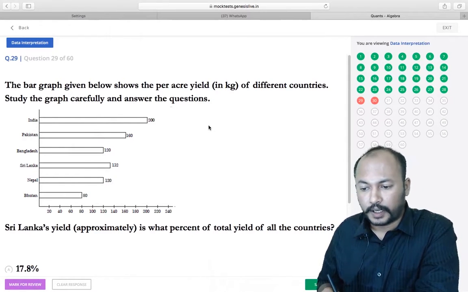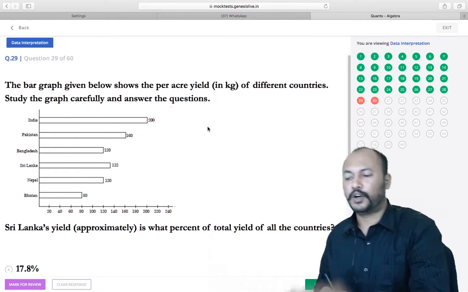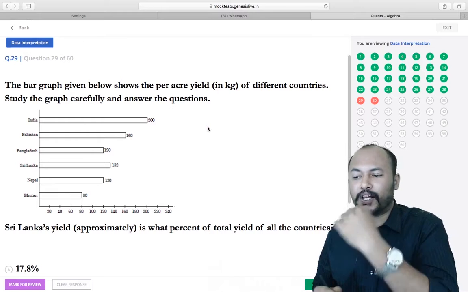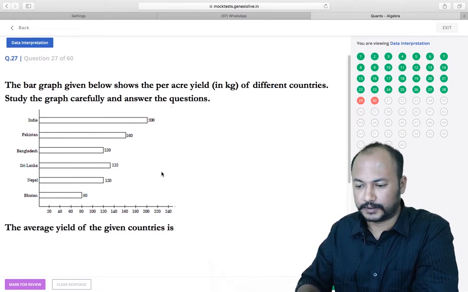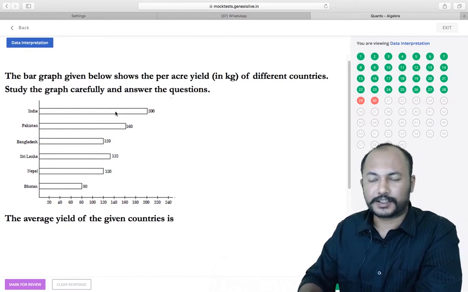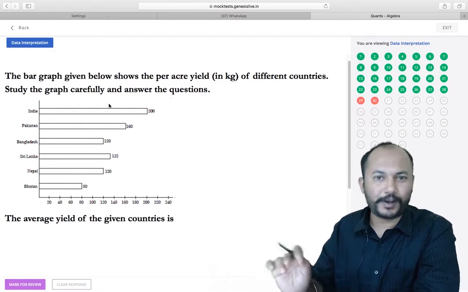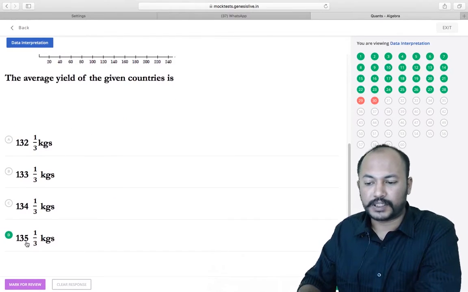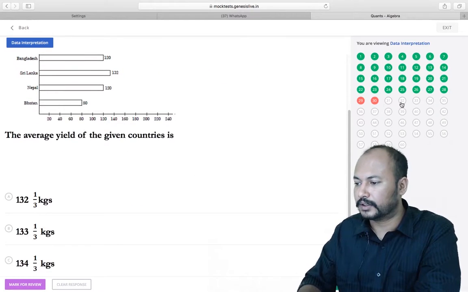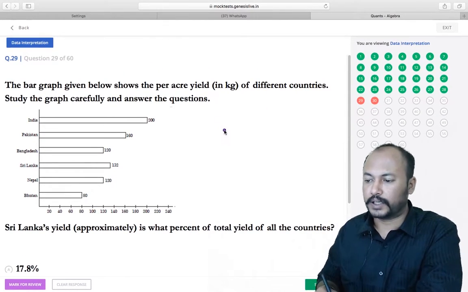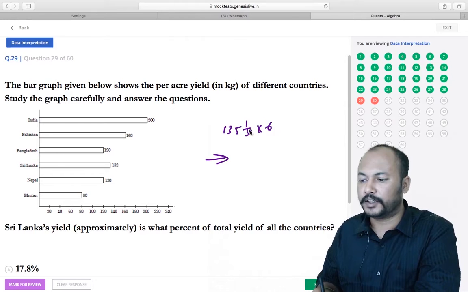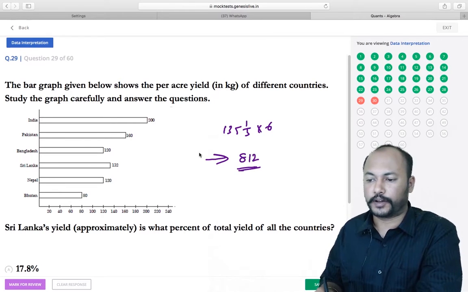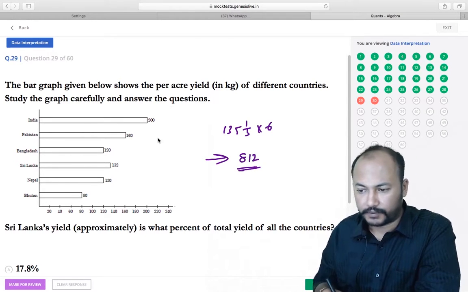Right. Question number 29. Sri Lanka's yield is what percent of total yield of all countries? Now, for the total yield of all countries, if we had done the 27th problem, the average, with the normal method, then definitely we would have written the total somewhere. I did it with the standard deviation, right? Anyways, no problem. We have got the average as 135. So I will just multiply that with 6 to get the total. So 135 1 by 3 into 6. So how much do I get? 600 plus 180, 780 plus 30, 810 plus 2, 812. So fine, this is the total. Anyways, we can even add, no problem.